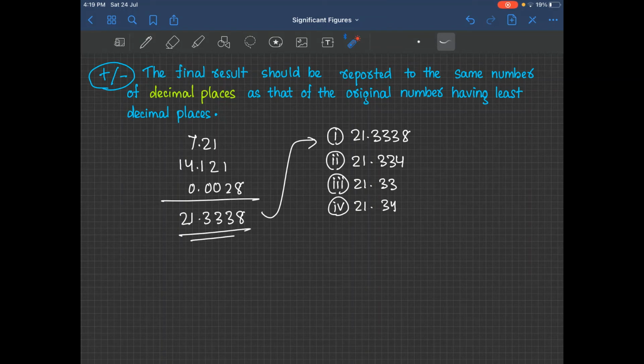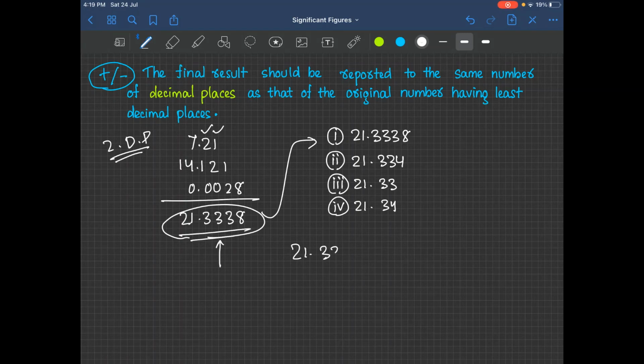So if we match, it is matching with the first option, right? But no, this is not correct here, because according to the rule we need to check the original number having least decimal places. So out of these three numbers, the least number of decimal places is in this one. There are only 2 decimal places here, right? So our final answer should be rounded off to 2 decimal places only. So for 21.3338, if we round it off up to this number, we will get 21.33. So our number will be C option or the third option.